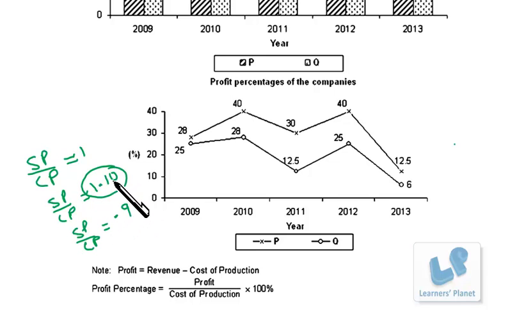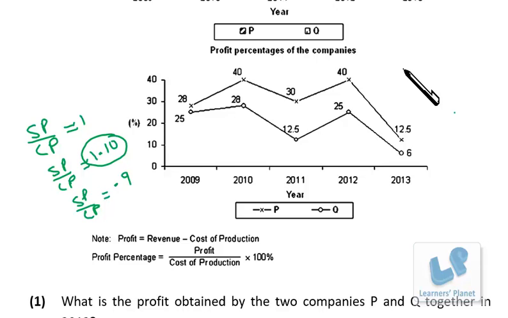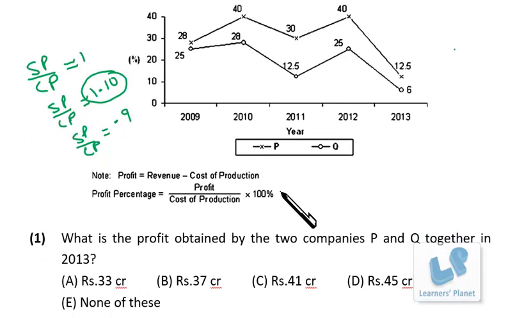Profit percentage is the data after the decimal. So that is 10% profit, and the profit data is 1.1. So it will be easy for you to understand what I am trying to say. Now here we are talking about the year 2013. So here the revenue or the selling price is 225, and I want the cost price. So cost price will be 225 divided by the profit data.